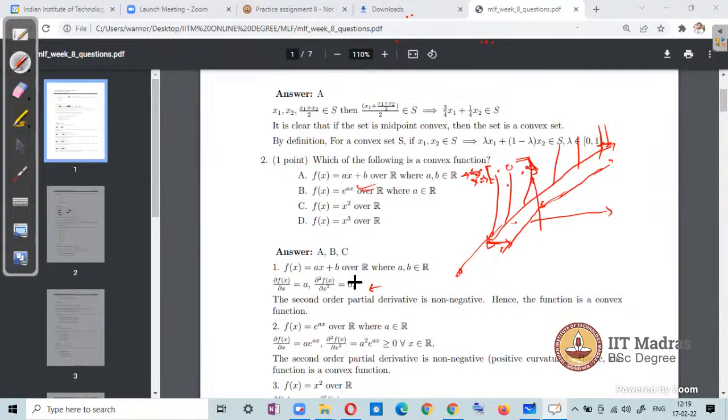Okay, so the second option is saying f(x) equal to e raised to ax over R, where a belongs to R. We are saying that a square will always be positive, e raised to ax will also be positive. So the double derivative will always be greater than or equal to 0. In that case, this one is also a non-negative value.